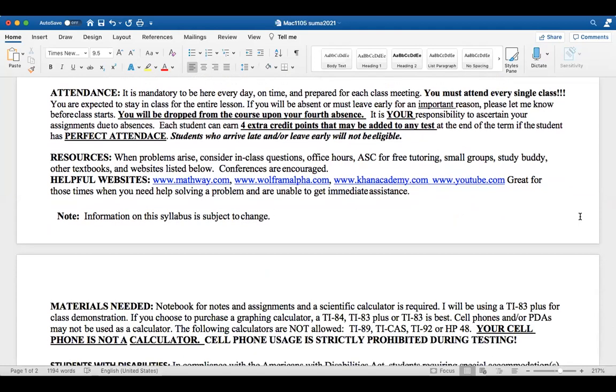Now, for my students who end up with perfect attendance, you will earn 4 extra credit points on one of your tests. It doesn't matter which test it goes on. And perfect attendance means you show up on time and you don't leave early. You show up on time, you do not leave early. And perfect attendance is online as well as in person, okay?